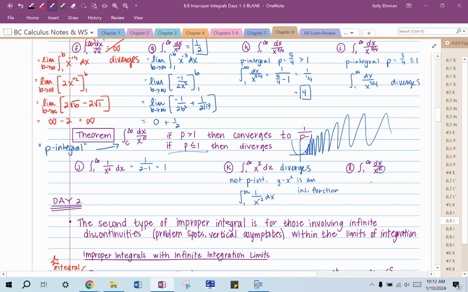Last one, e. E is greater than 1, so therefore this converges to 1 over e minus 1.